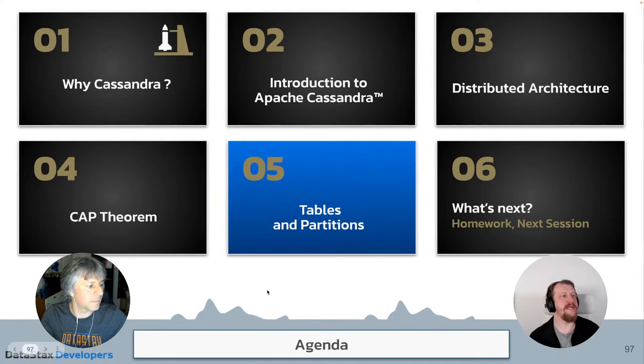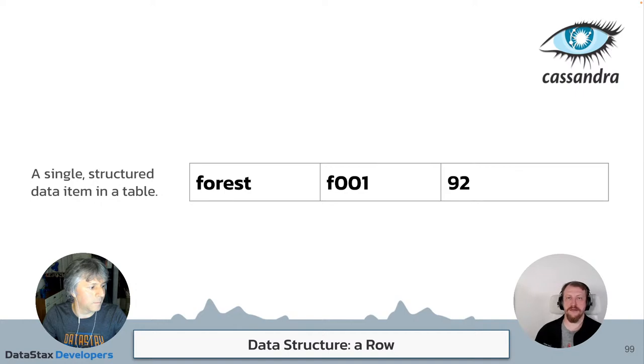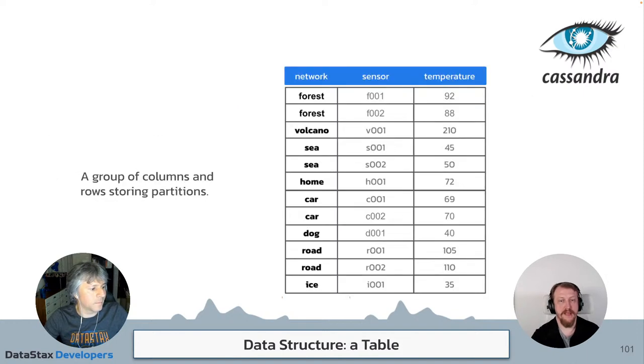Okay. So last part, you are getting very close to the end, tables and partitions. So let's go. How do you structure data? How do you work with data? It all starts with a cell, and a cell is an intersection of row and column. Then a row is a single structured data item in a table. That must be familiar to you. Then partition, and we don't have partitions in most of the modern databases, but we do in Cassandra, and never forget about partitions. Partitions never forget about you. So, a group of rows having the same partition token, the base unit of access in Cassandra. And then a table is a group of columns and rows storing partitions.